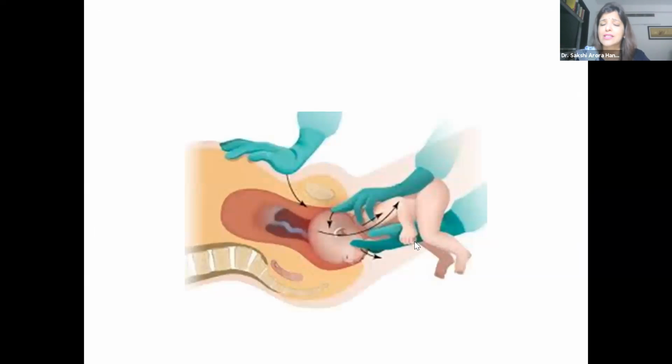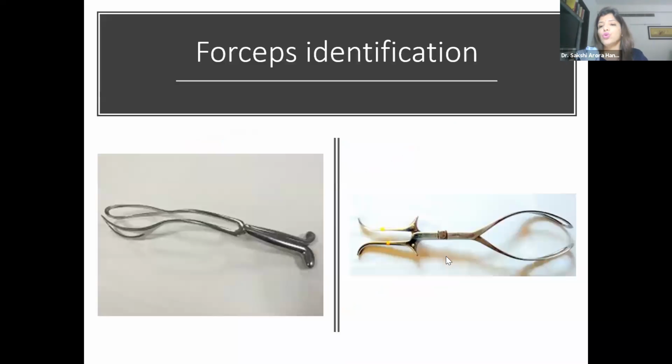Now, the last way of delivering the head in breech is by using a forceps, which is called Piper's forceps, right? And that's the best method. So you have to know how to identify different types of forceps. There are 3 forceps which you have to know for identification in image-based questions: Piper's forceps, Kielland forceps, and Wrigley's forceps. There are 2 long forceps and 1 short forceps. The 2 long forceps are Piper's forceps and Kielland forceps.